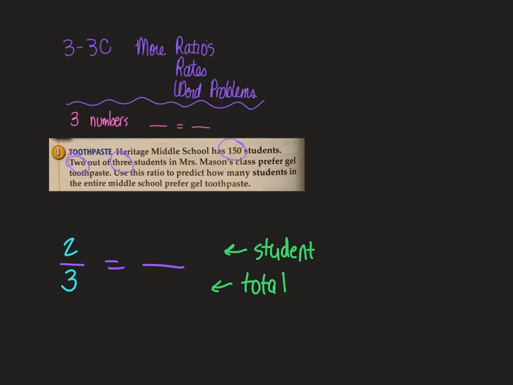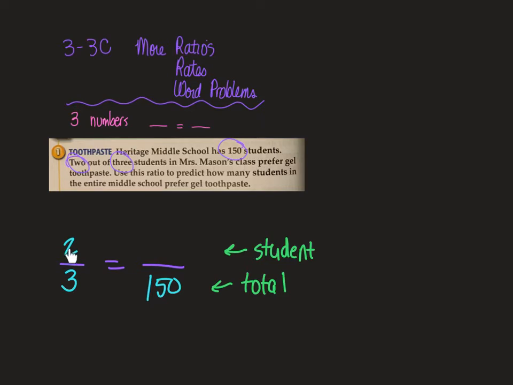So it's going to go, oh, no, I got myself confused. Look, the whole middle school has 150 students. That's a bottom number. That's a total. No, I'm so silly. That's a total. Okay, so 150 goes on the bottom. We want to predict this number of students. How many students out of the 150? We want to know this.